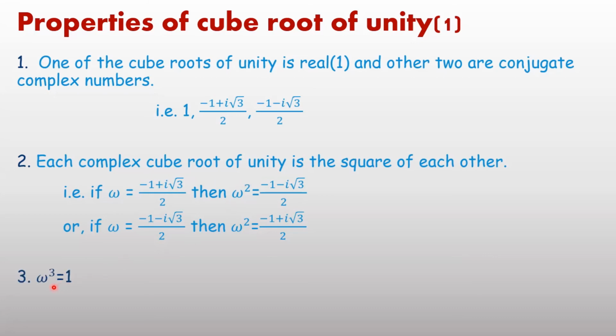Now the third property: omega cube equal to 1. Easily you can verify it. Omega cube means omega into omega square. Value of omega is minus 1 plus i root 3 upon 2, and omega square is minus 1 minus i root 3 upon 2. Multiplying, 1 plus 3 upon 4 equal to 1. Value of omega cube is 1.